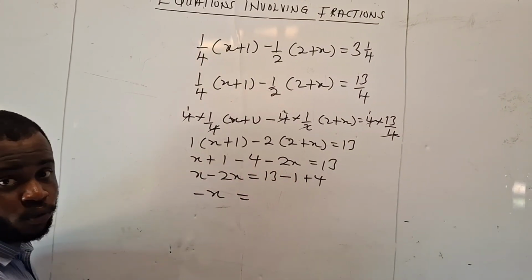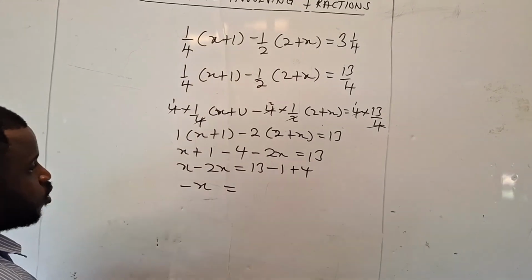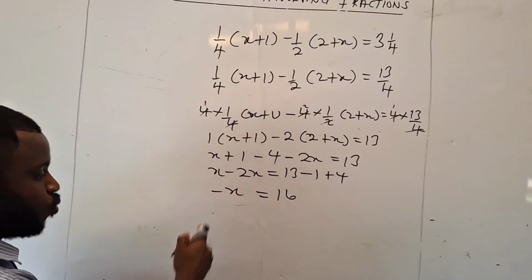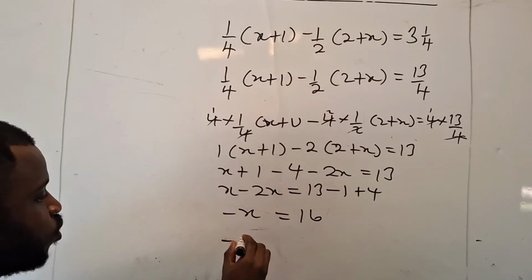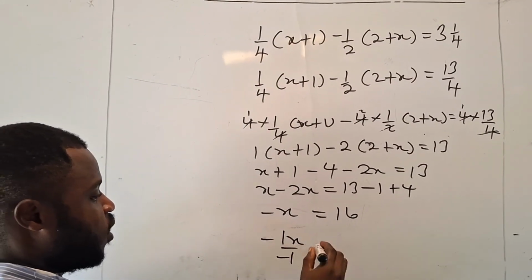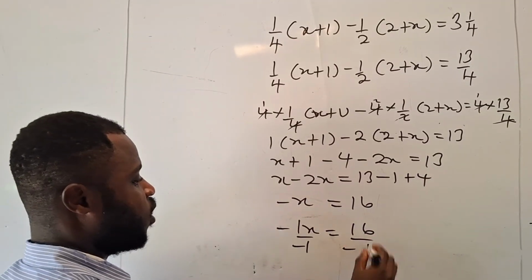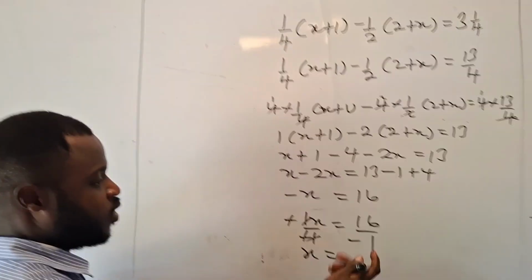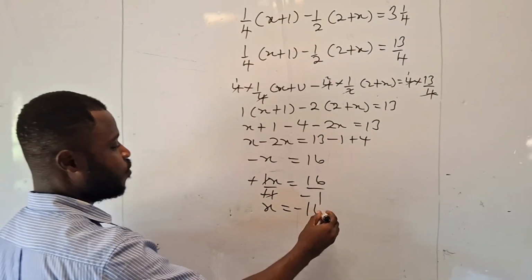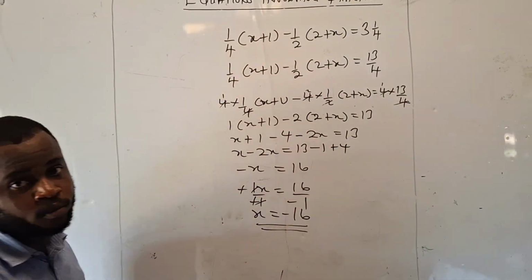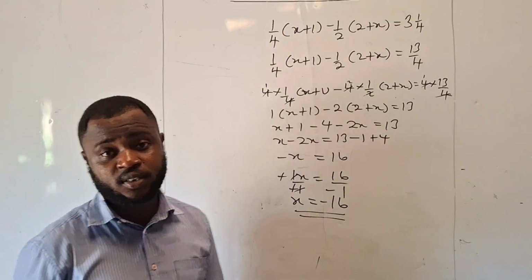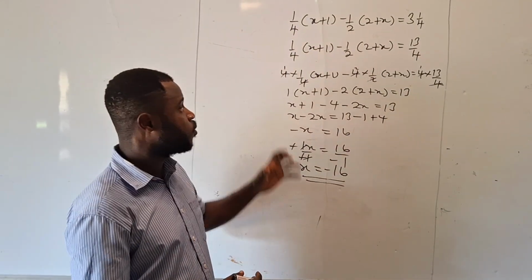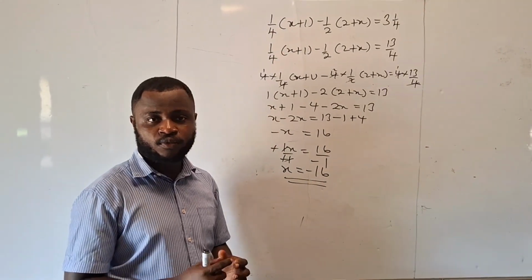13 minus 1 is 12. 12 plus 4 is going to be 16. So because of the negative x here, we are going to introduce negative 1. So negative 1, so that negative cancels negative 1 will cancel 1. x. Then negative 1 times 16 is negative 16. So this equation also gives us negative 16. So this ends the part 2 of the equation involving fraction.